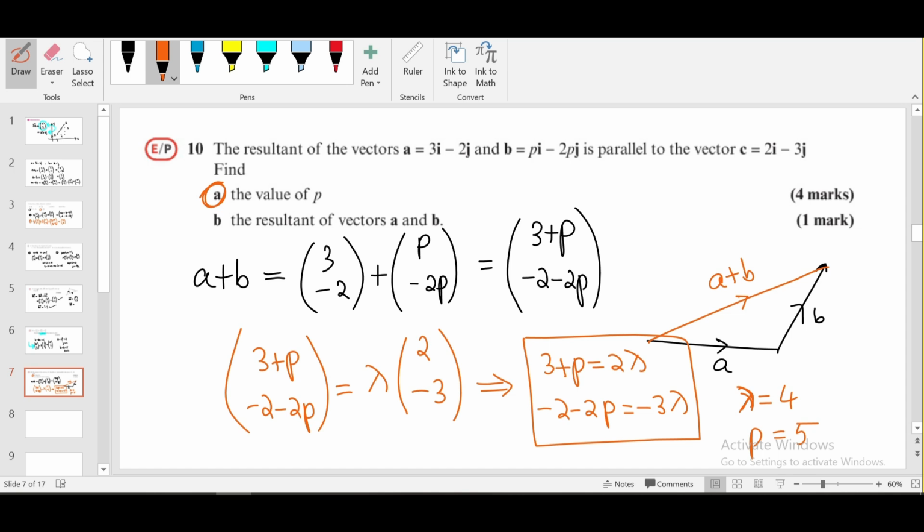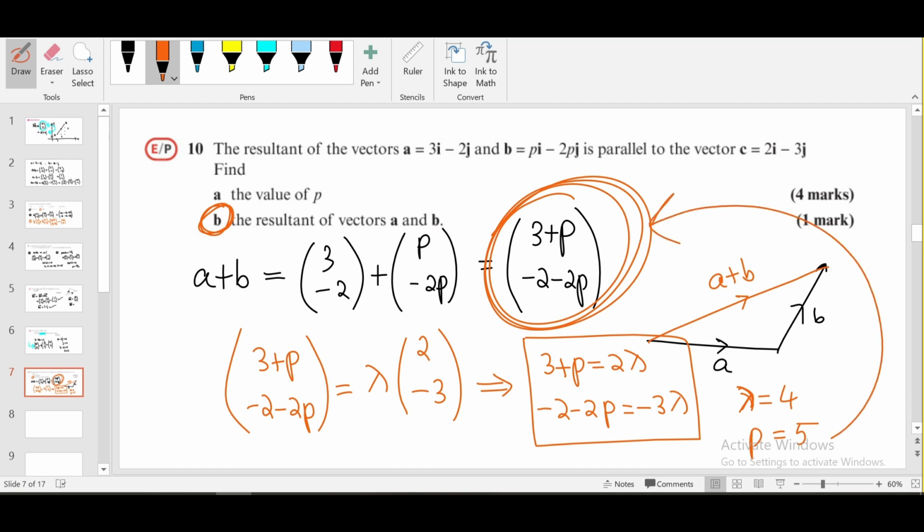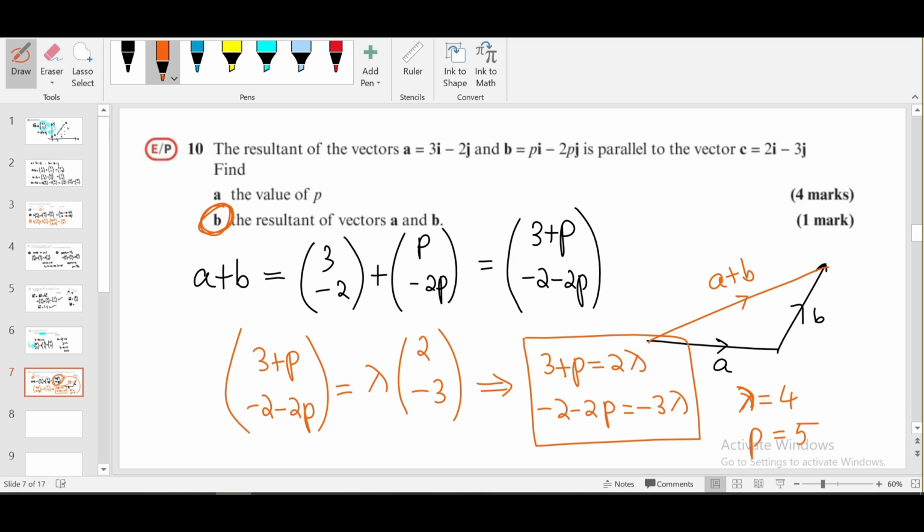Now part B, they want you to write the resultant vector of a and b. What is the resultant vector of a and b? So it's just a plus b. A plus b is this, right? Yeah, and then you just sub in the value of p found. That's it. Perfect. So finally just put the value. It's going to be (8, -12). You can leave it in the column vector form also. Copy that please.